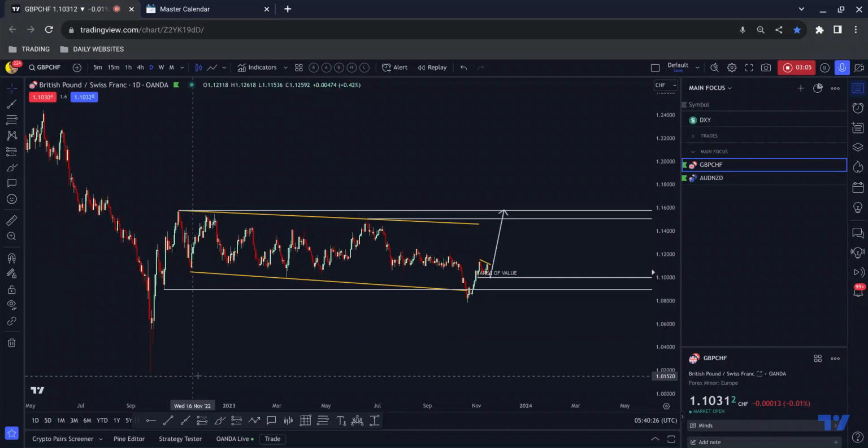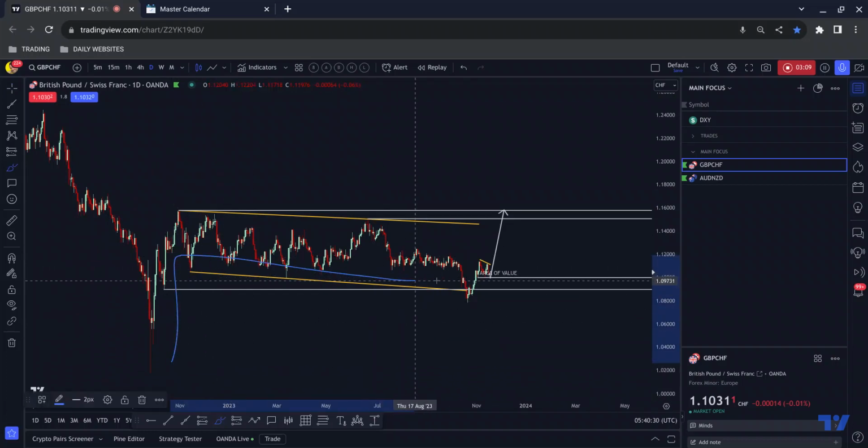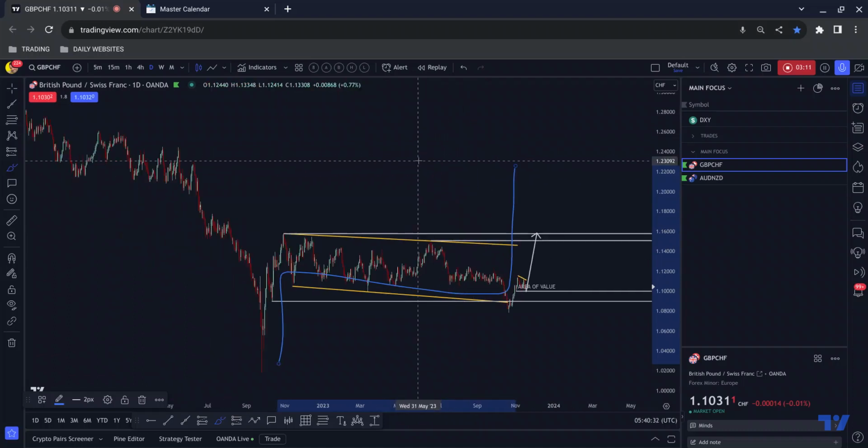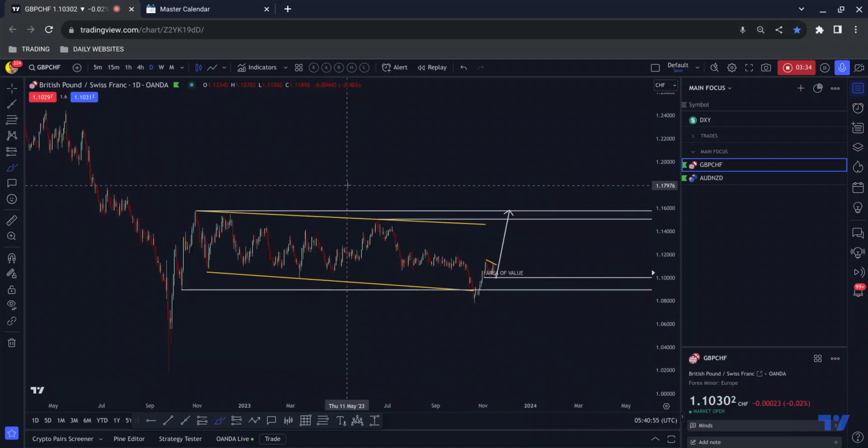We have that push up and that potential impulse correction continuation that I was talking about. This is very wide relative to the impulse up, but we do have to remember that this is pound Swiss, and pound Swiss does have a tendency to correct sideways for quite a bit longer than your more impulsive pairs, such as pound dollar, for example, or euro dollar, more so the dollar related pairs. Okay, but we have the same psychology here.